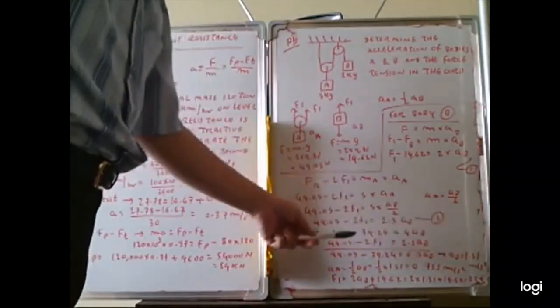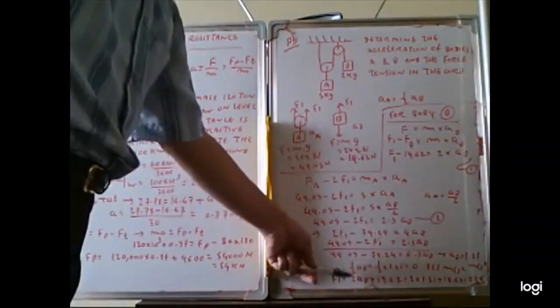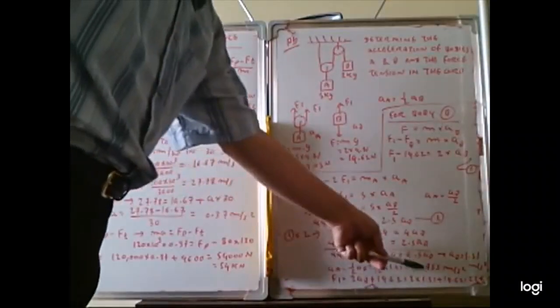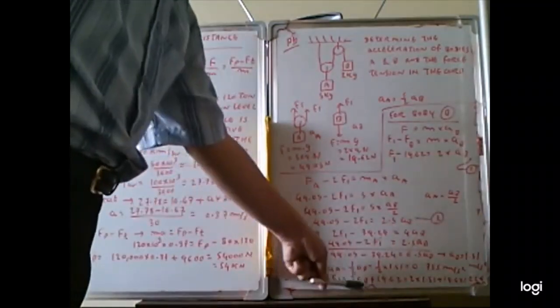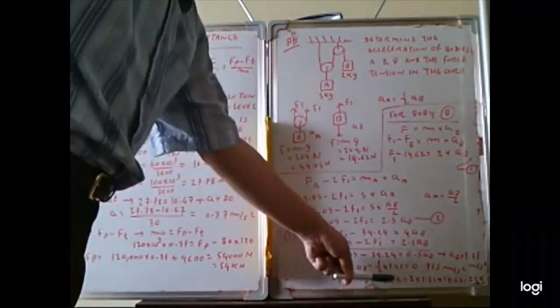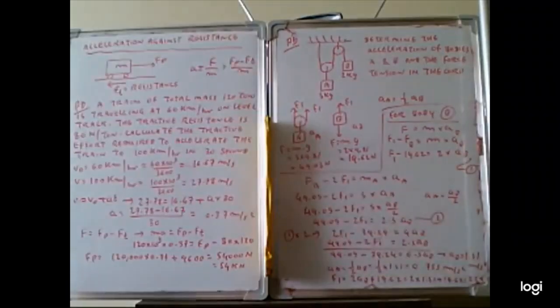So by solving this, finally you get AB as 1.51 meter per second square. So AA can be calculated as half of AB, so that's 0.755 meter per second square. F1 is equal to 2AB plus 90.61. So you substitute the AB value, and you get 22.6 Newton.